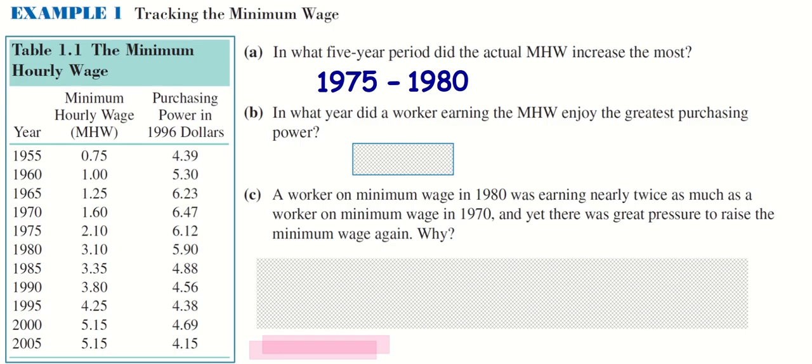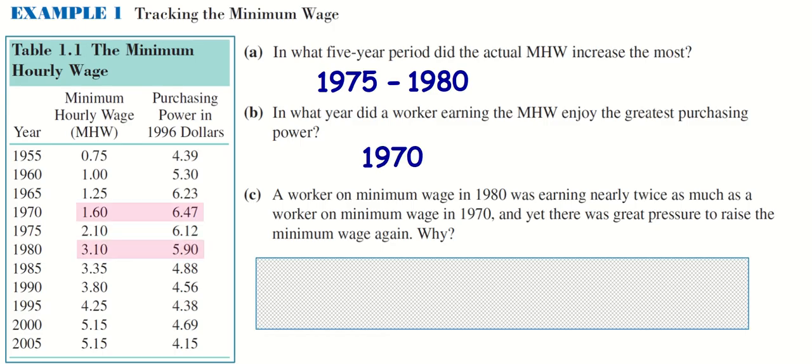Question B, in what year did a worker earning the minimum hourly wage enjoy the highest purchasing power? Well, that's also a pretty simple matter to look and just say, well, it was 1970, where the purchasing power was $6.47.